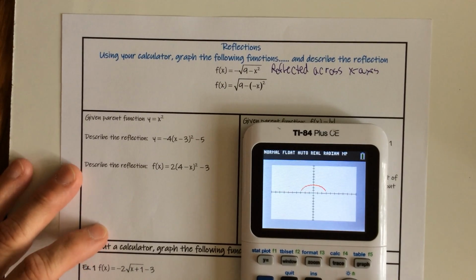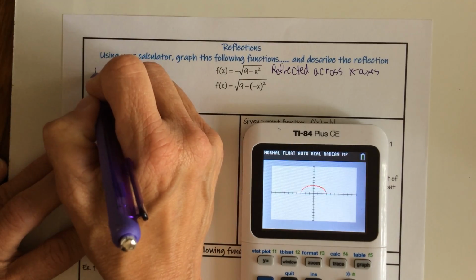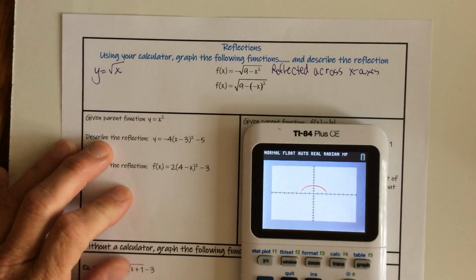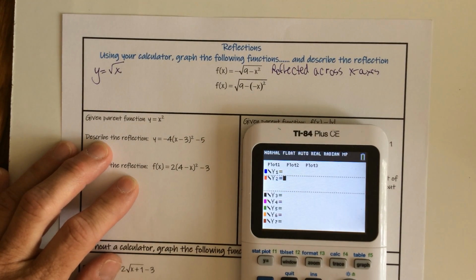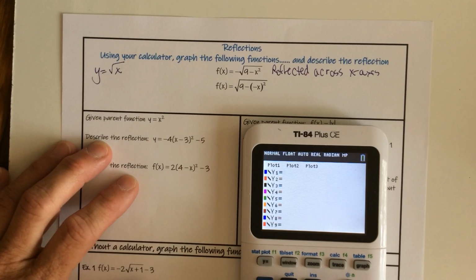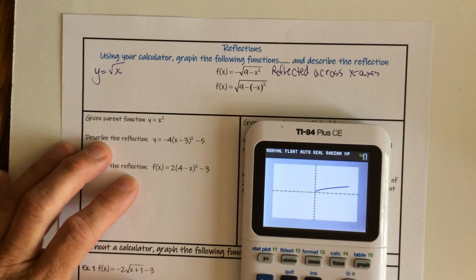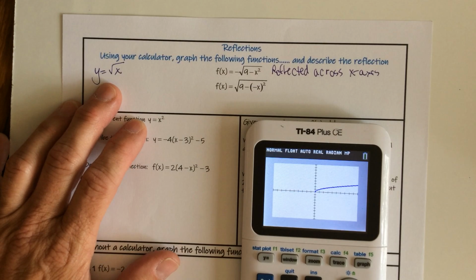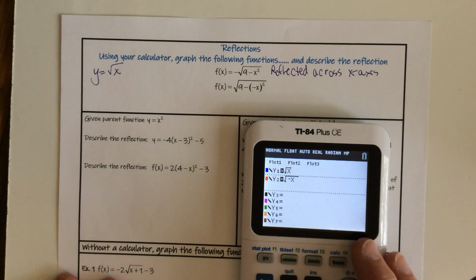If we take a simple y equals the square root of x, I'll go into y equals, I'll clear out what I have, and going back to y equals, the square root of x looks like this. If we go back to y equals and we type in the square root of negative x, or the opposite of x, watch what happens.